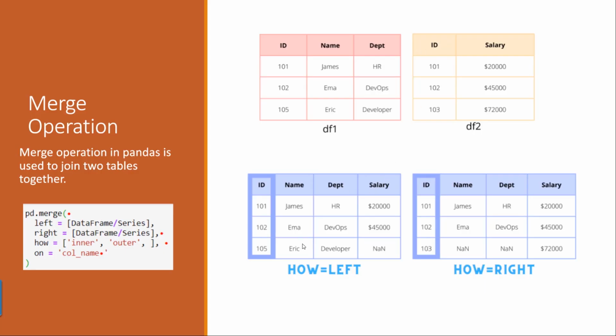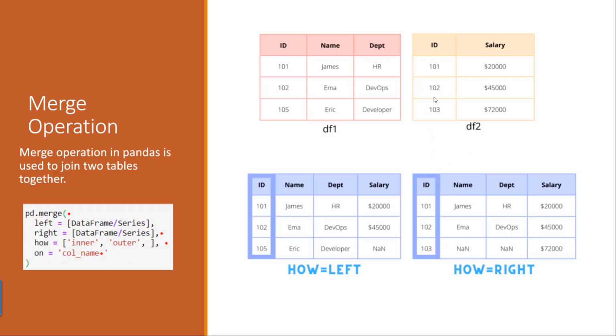So here on the left side, we have shown you how to merge it in the left direction. This is the left table, and the rows applied here are based upon the left column: 101, 102 and 105, and based upon that information has been displayed. Since we don't have any value for 105 for salary, NaN has been displayed. Same thing has happened with the right one.